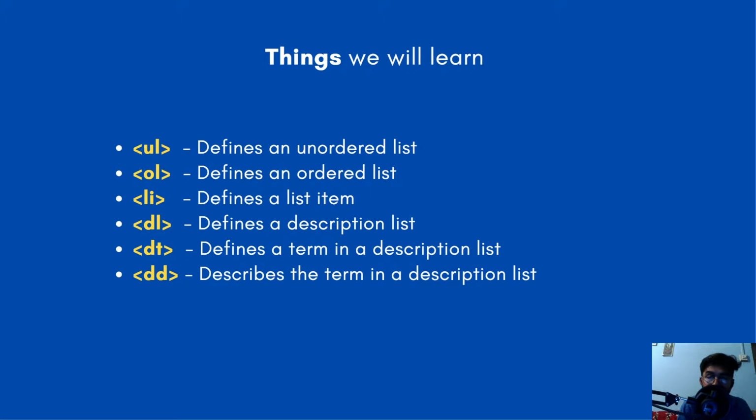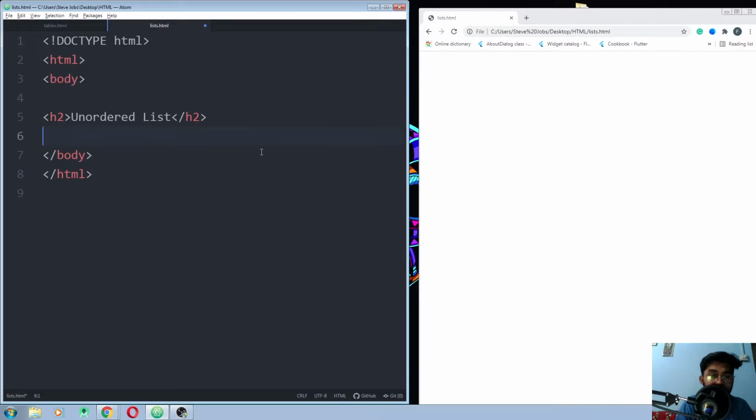Okay, what is DT? It is a term in the description list, and what is the DD? It describes the term in the description list. I just want to create three different lists: unordered list, ordered list, and a descriptive list.